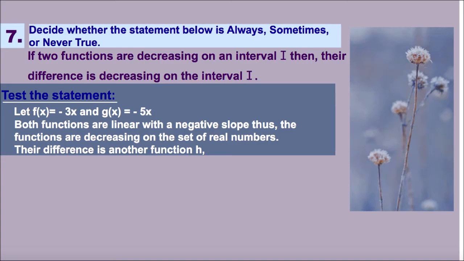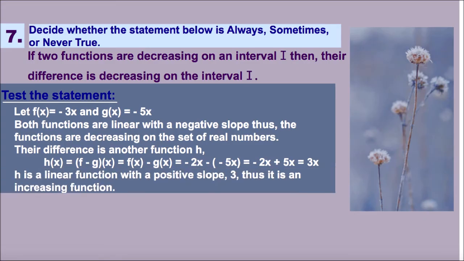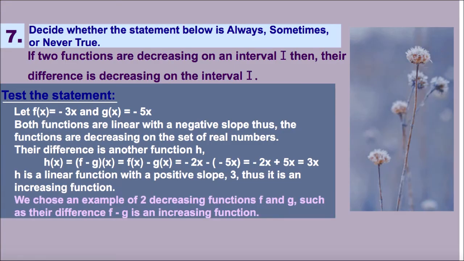Their difference is another function h. h of x equals f minus g of x, which equals f of x minus g of x, or negative 3x minus negative 5x, which equals 2x. h is a linear function with a positive slope of 2, thus it is an increasing function. We chose an example of two decreasing functions f and g, such that their difference f minus g is an increasing function.